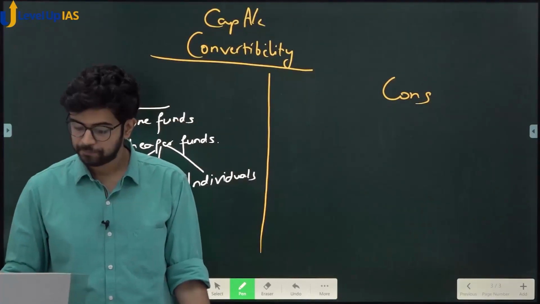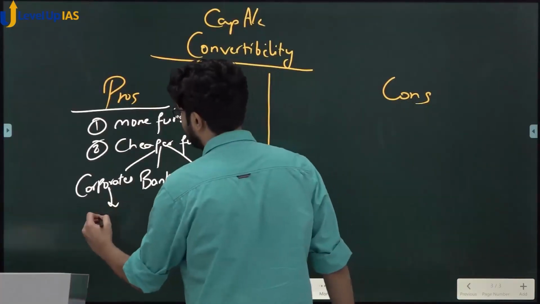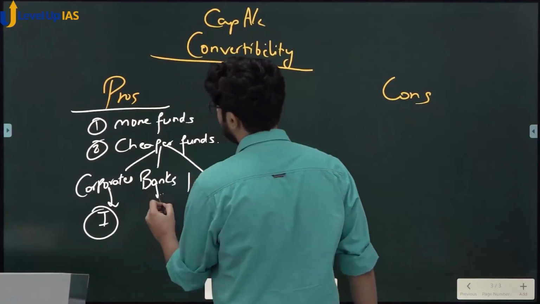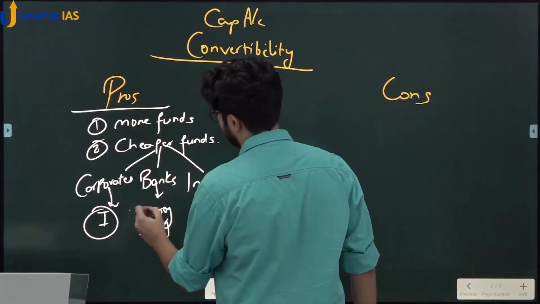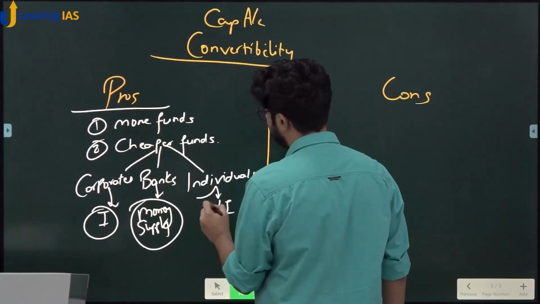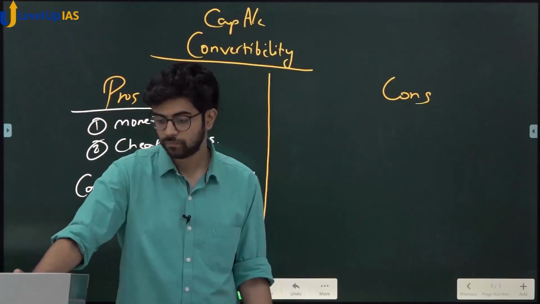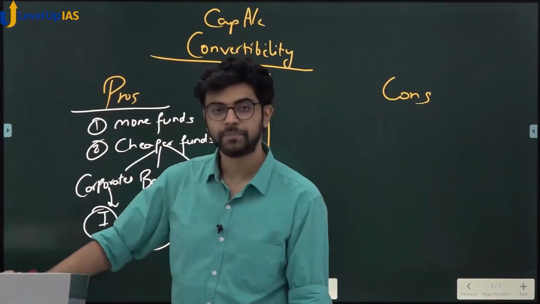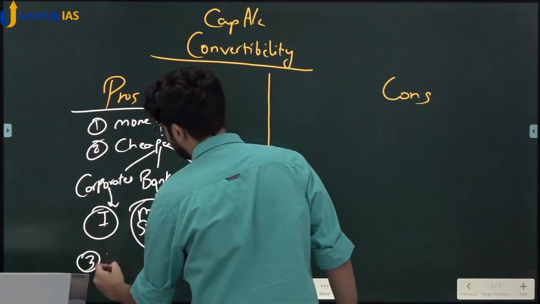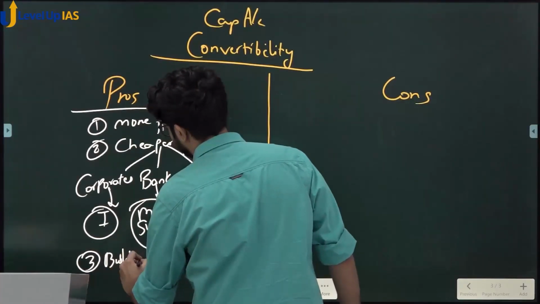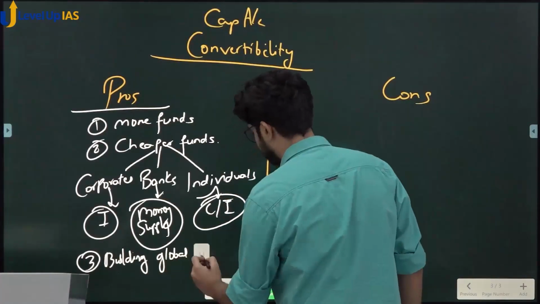Then what about corporates? What do they help in? They help in I, yes or no? C plus I plus G plus X minus M. They help in increasing money supply, yes or no? Either C or I, depending on their purchase or their expenditure. Right? Then can I say it helps in building global Indian brands?